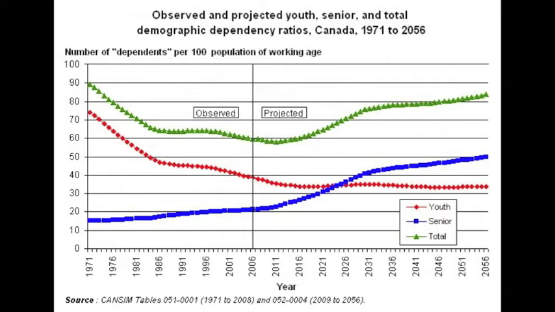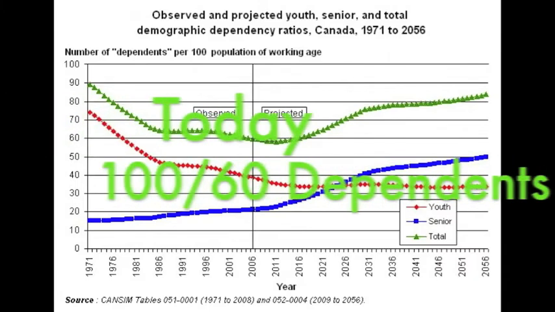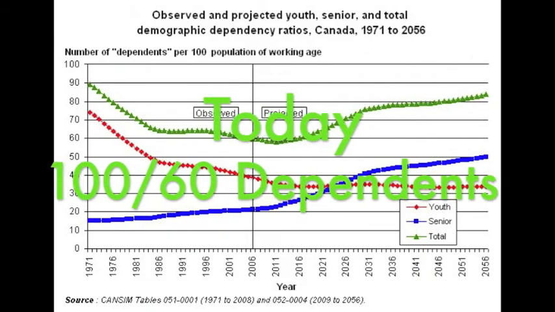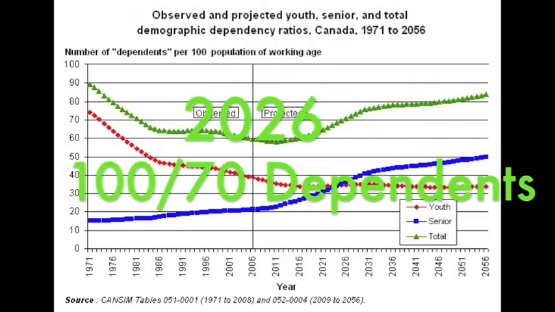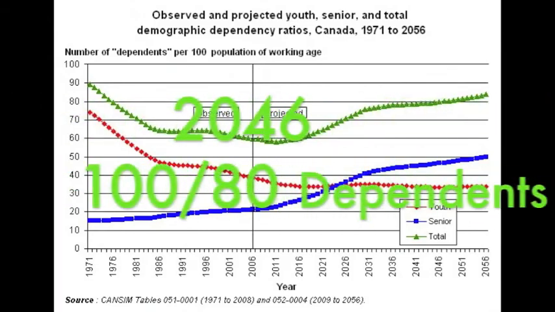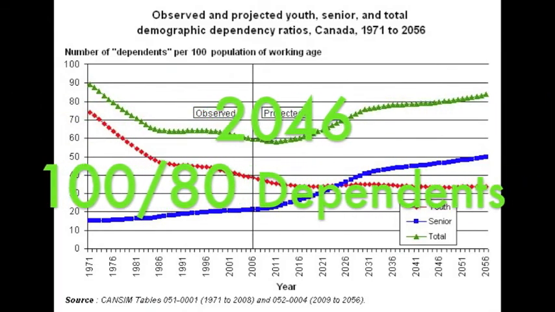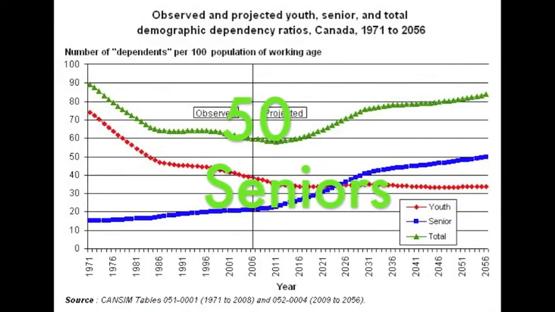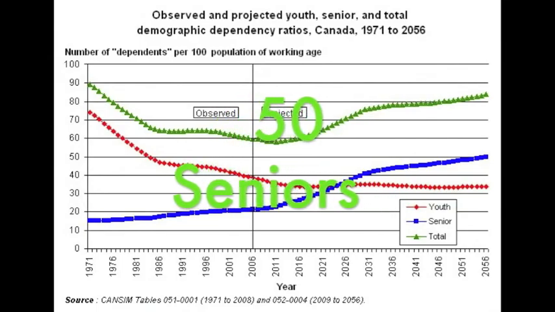As you can see from this graph, youth dependents continue to shrink as they enter the workforce. Meanwhile, senior dependents continue to rise, surpassing youth around 2026. This also shows that for every 100 people working today, there are 60 dependents. By 2026, this will rise to 70 dependents per 100 persons employed. By 2046, it will be 80 dependents for every 100 persons employed, 50 of which will be seniors.